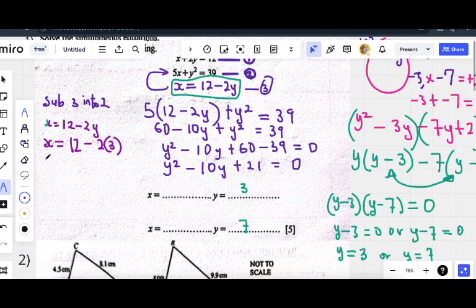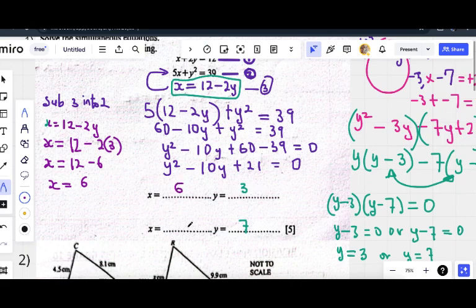Okay, so it becomes x equal to 12 minus 6, because 2 times 3 is 6. So 12 minus 6, x equal to 6. 12 minus 6, we get 6, right? So our first x equal to 6. We'll put the answer here. Our first x equal to 6.